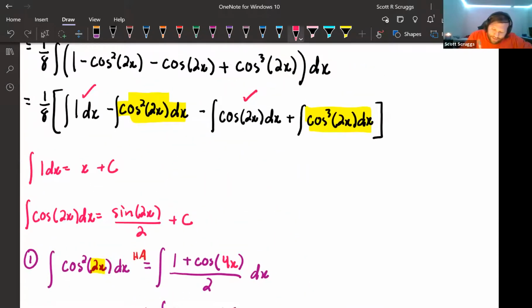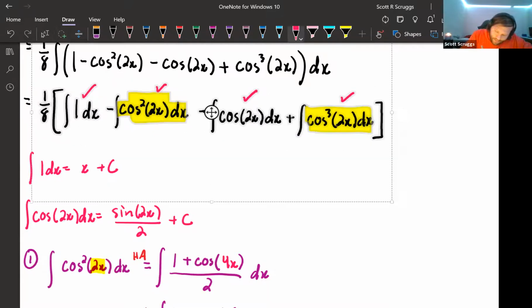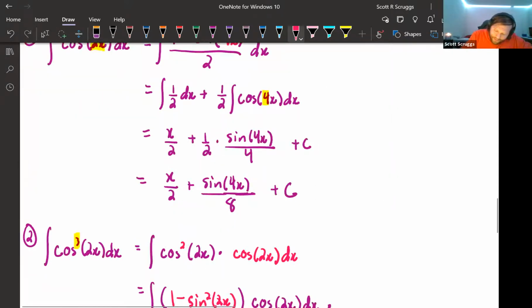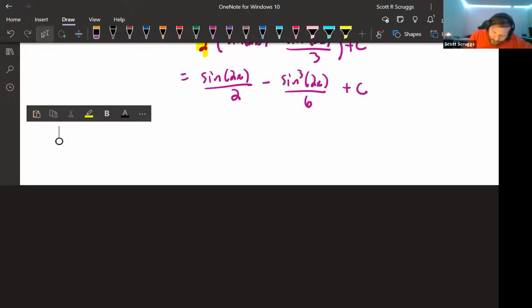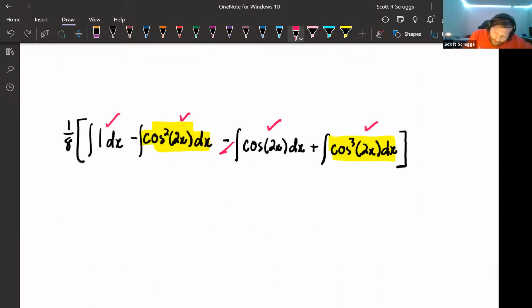So now, going back to here, we've now tackled those other 2 integrals. So now I'm ready to finish the evaluation overall. So copy, paste. Oh, well, that'll work.